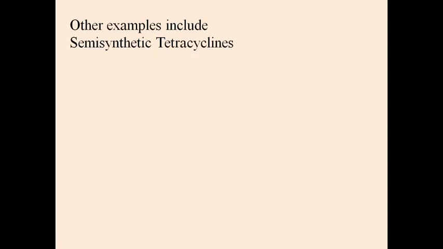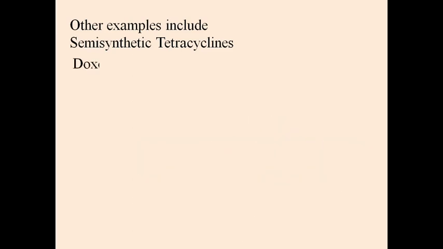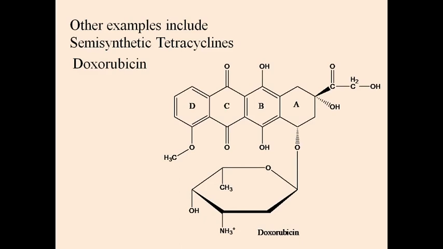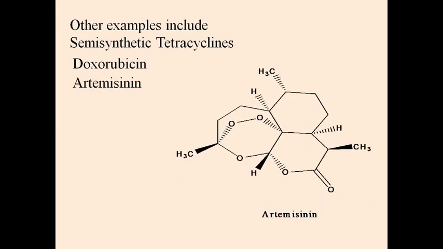Other examples include semi-synthetic tetracyclines. This is doxycycline. Tetracycline is a broad-spectrum polyketide antibiotic produced by the Streptomyces genus of actinobacteria. Next we have doxorubicin. Doxorubicin is an anthracycline antibiotic produced by a variant of the microorganism Streptomyces peucetius. Next we have artemisinin. Artemisinin is an anti-malarial drug isolated from the plant Artemisia annua.